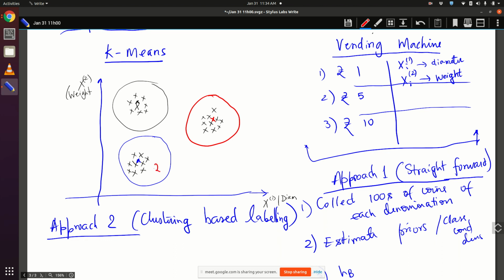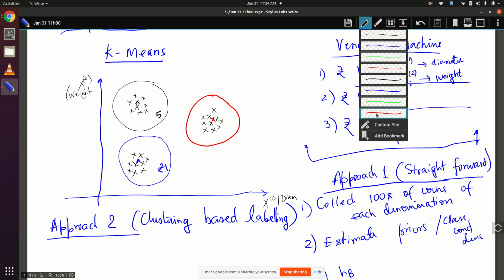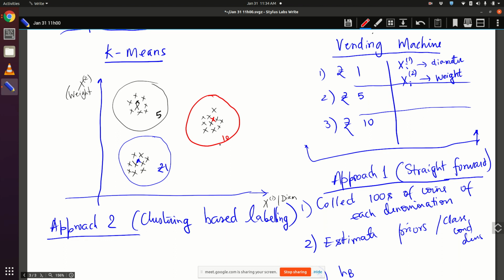So I will say this cluster is rupees 1, and this cluster is rupees 5, and this is rupees 10. So that way, I had to label only a very few points. If you are still not sure, you can check a couple more points in each group. So this is much simpler than doing the labeling for every point, right?